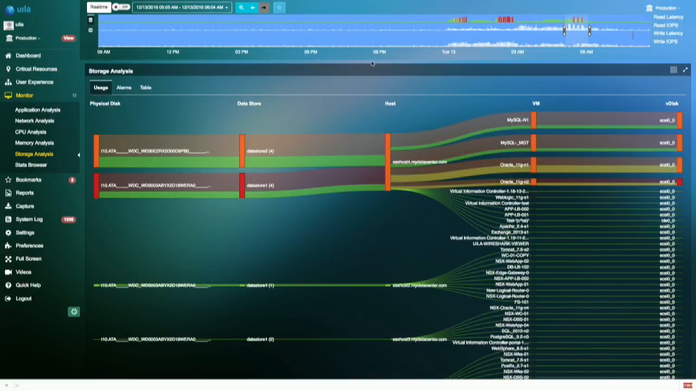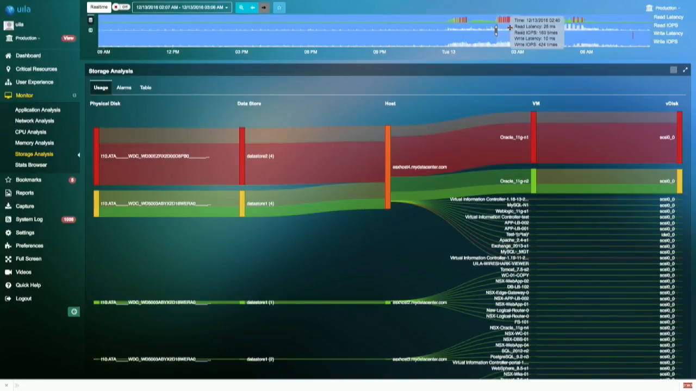Right over here, as you can see, the timeline right now reflects the read-write latency and read-write IOPS for the whole data center. It's very easy for you to pick the problematic time period. And the whole graph below the timeline got refreshed right away, right? As you can see, there are 5 columns on this graph, respectively. It's physical disk, logical data store, host, VM, and vdisk.